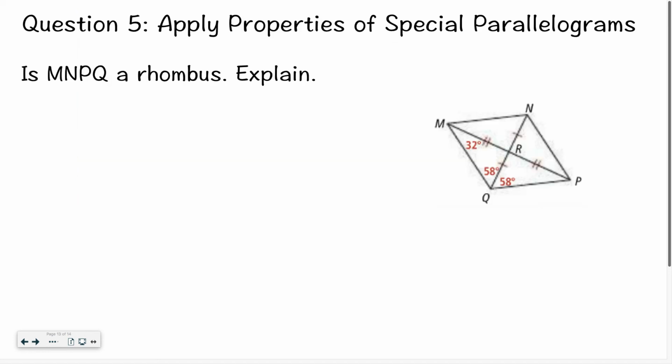Go ahead and take a look at this figure and see, is MNPQ a rhombus? Good luck. Hopefully you said yes, and you looked at the picture and you saw, okay, the diagonals bisect each other, so it is a parallelogram. And then if you solved for this angle in here, you would see that it is 90 degrees, because if we do 180 minus 32 minus 58, you're left with 90. And that means that our diagonals also are perpendicular because they meet at 90-degree angles. And if they meet at 90-degree angles, that means that it is a rhombus.